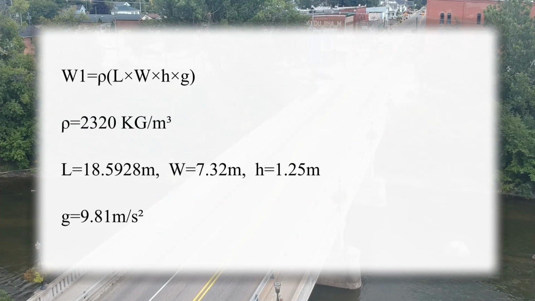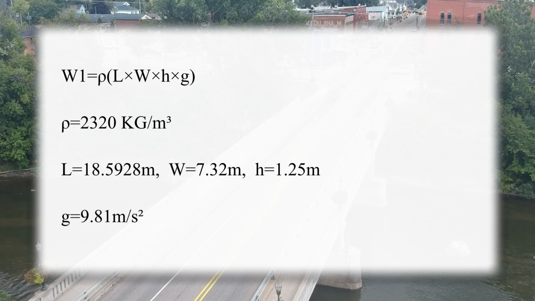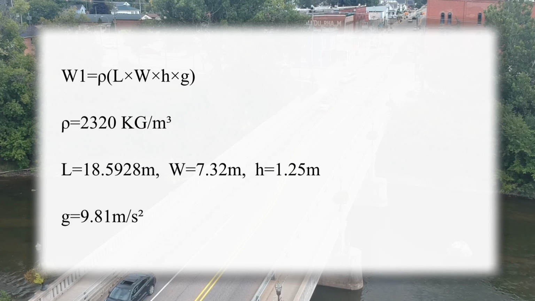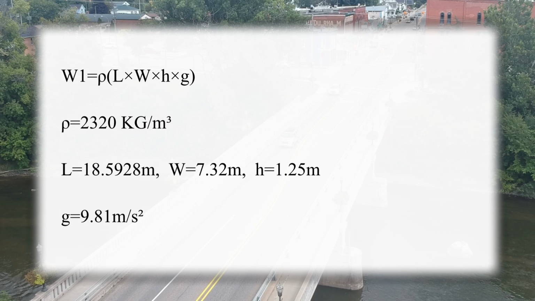For our analysis, we first found the distributed forces acting on the bridge. Our first force was from the weight of the bridge. To find that, we used the equation W1 equals rho, the density of concrete, times the cross-sectional area, times the length, times gravity. We then solved for the force caused by traffic and the worst-case scenario for the bridge.